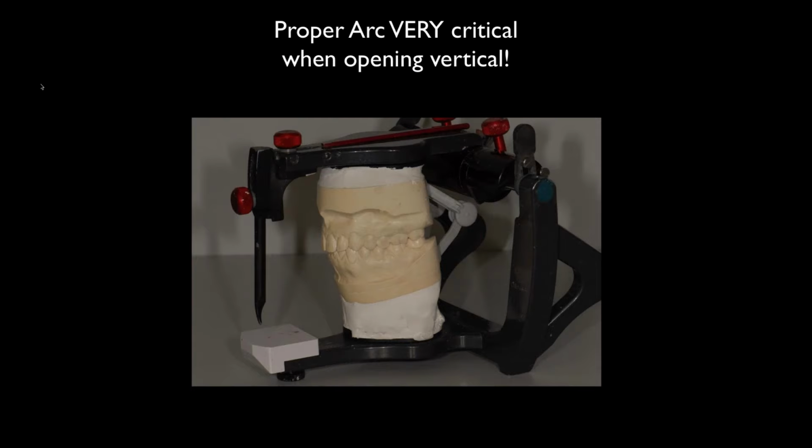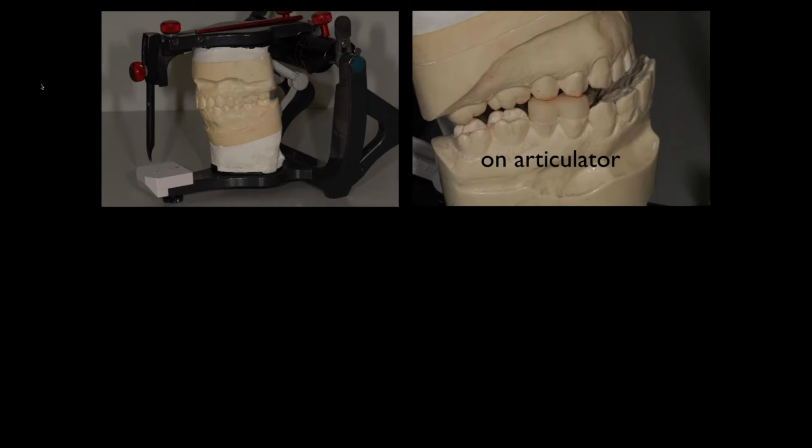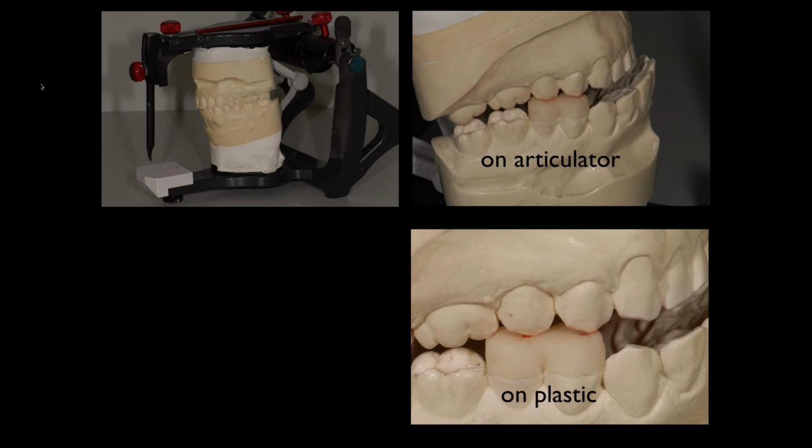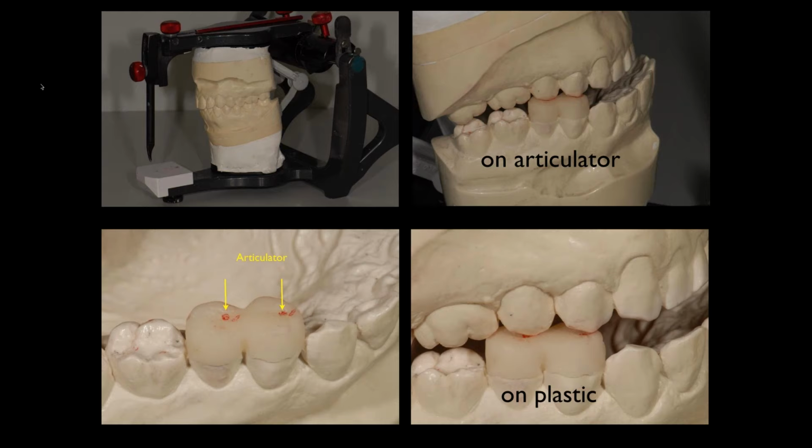And so to show this, I basically took a case and put it on both articulators. I put it on a plastic articulator, a little Orbix, and on my 320 articulator. So I opened vertical a lot to show this, okay, and just made a little stint there, and then checked the occlusion. And I marked it on the articulator, and I marked it on plastic, and check this out. On the articulator, our centric was back there. And on the plastic, however, it was up there.